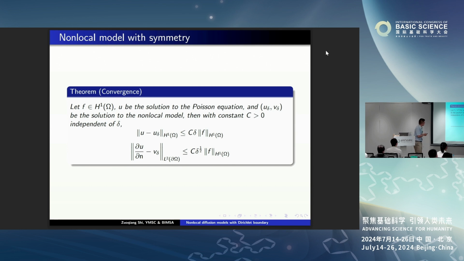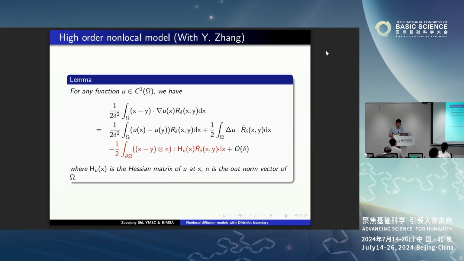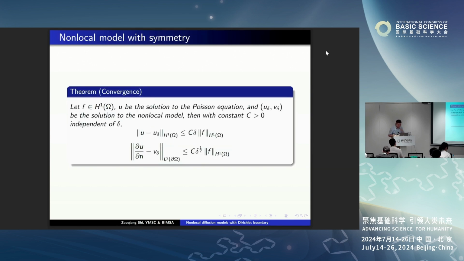The convergence in H1 norm for this model is of the order of delta, a little bit higher than the previous nonlocal model, since it has some good symmetry properties. Okay. However, although this model is symmetric, the convergence rate is only of the first order.